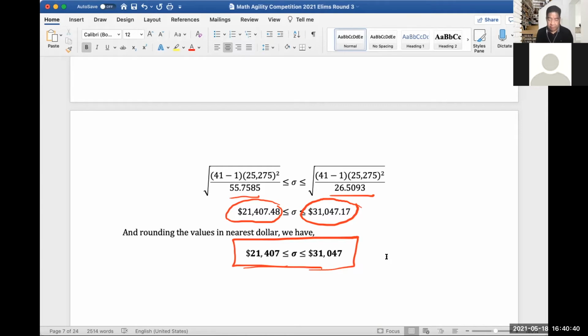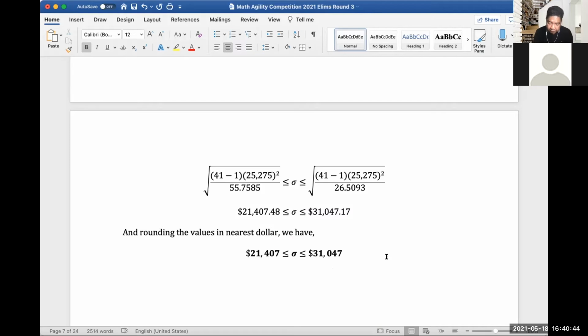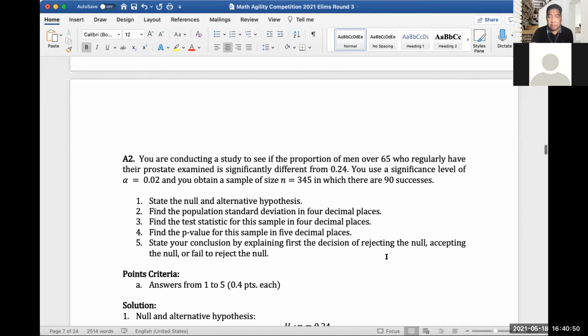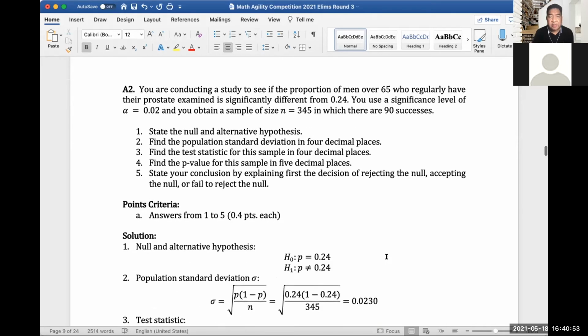Okay, so let's move to question number 2 of the average problems. So this is another statistics problem.